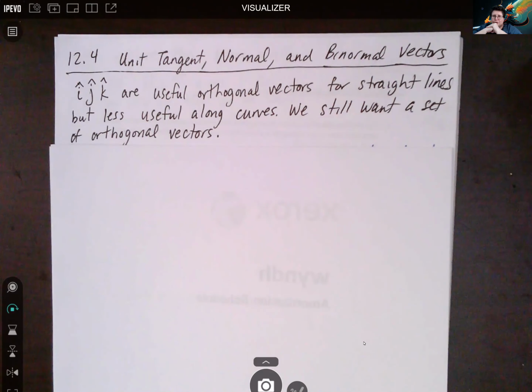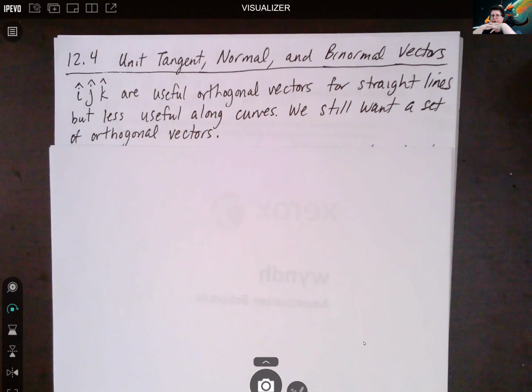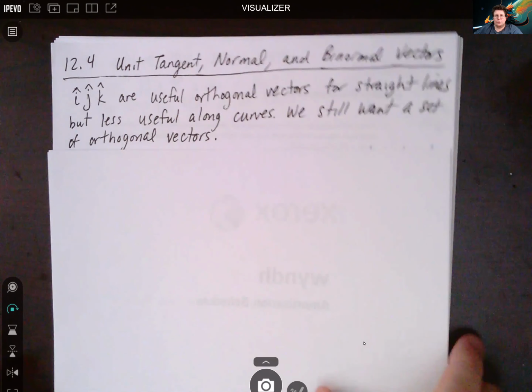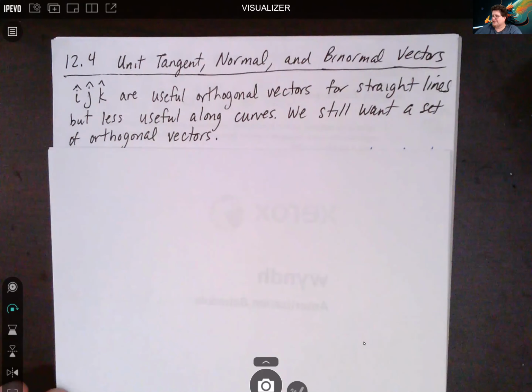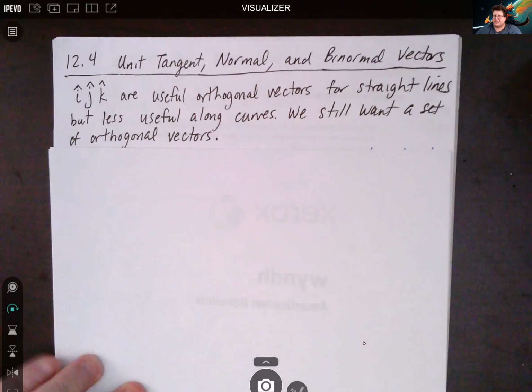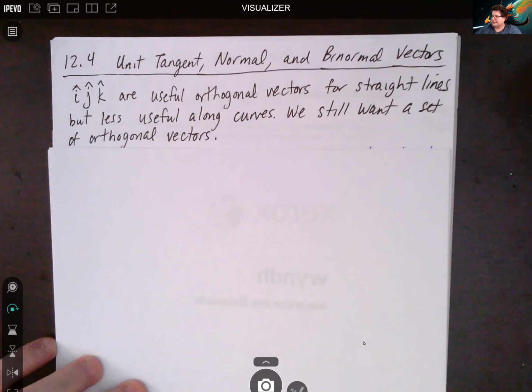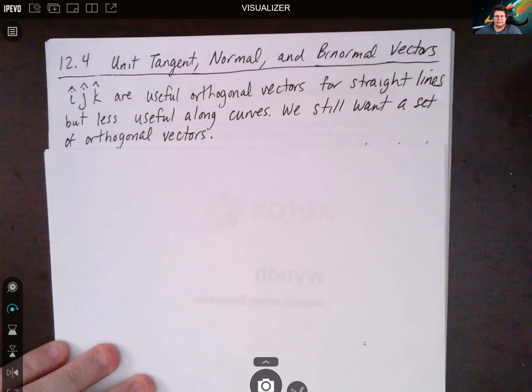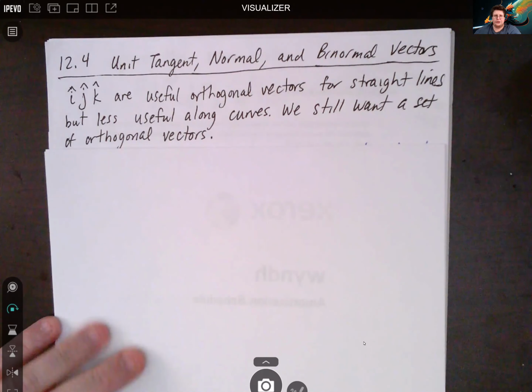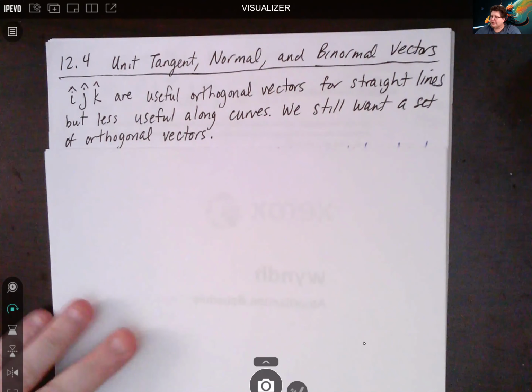For straight lines, it's our normal Cartesian coordinates. This is less useful along curves, but we still want a set of orthogonal vectors. And we will look in 12.6 at what this means in terms of physics. I discussed some of it with you in class today, but let's take a look at what we can use, and we're going to just jump right into it.